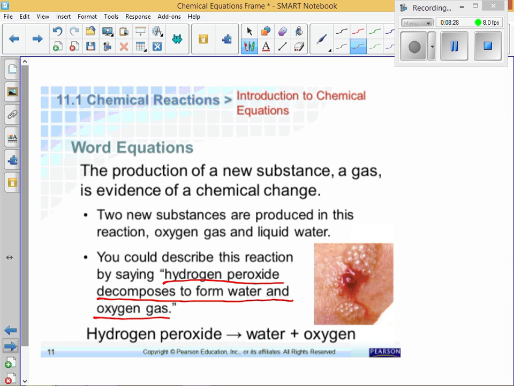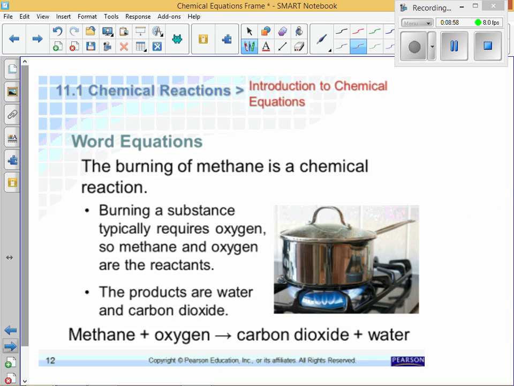Can anybody guess what the chemical equation would be if we were writing with formulas instead of names? How do we write hydrogen peroxide? Do you remember? It's one hydrogen per oxygen, but it's H2O2. It reacts to form water plus oxygen. That's a chemical formula, okay? This is a word equation, that's a chemical equation. Let's move on. Here's another one.